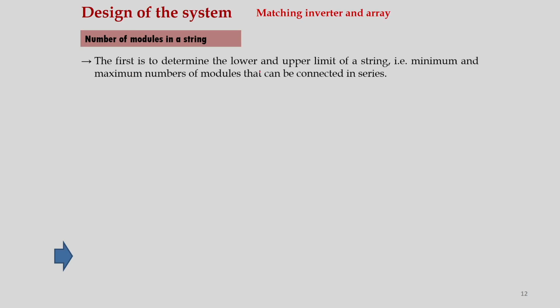The first is to determine the lower and upper limit of a string, that is the minimum and maximum number of modules that can be connected in series. That we need to find out. So in order to find out this, we must calculate the maximum and minimum operating temperature. So how we will get the minimum and maximum operating temperature?